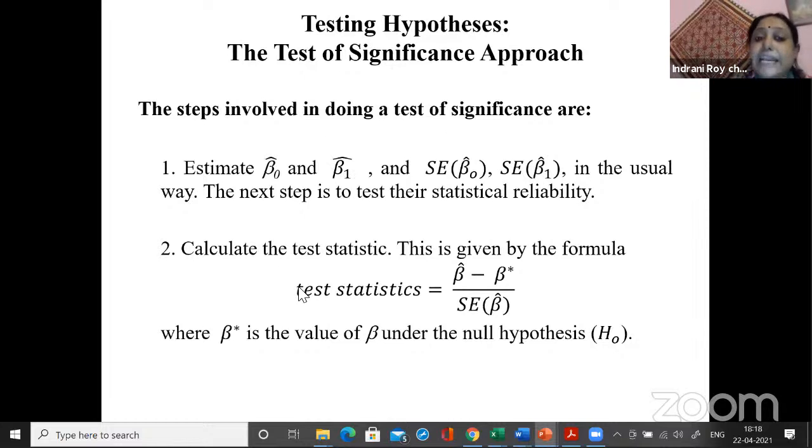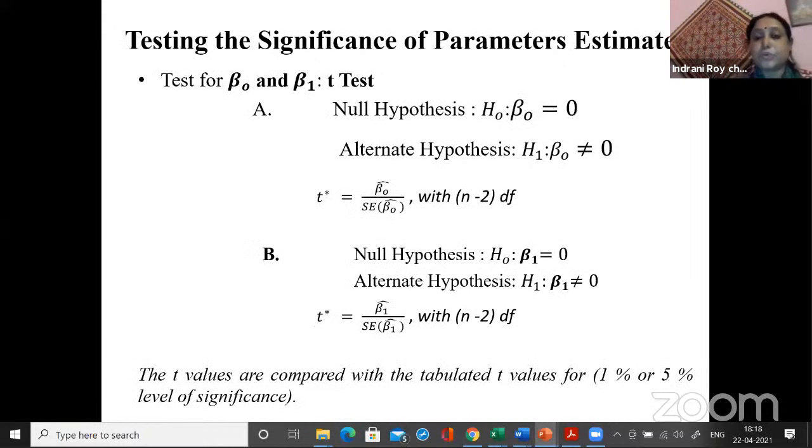Once they are derived, you can construct the T statistics. The T statistic is nothing but the estimated value minus the expected value, divided by the standard error of beta 1 hat. Once you have the T values, you have to do hypothesis testing. In the null hypothesis, you put beta naught equal to 0, and in the alternative you say that beta naught is not equal to 0.